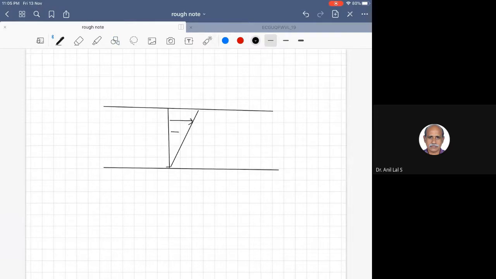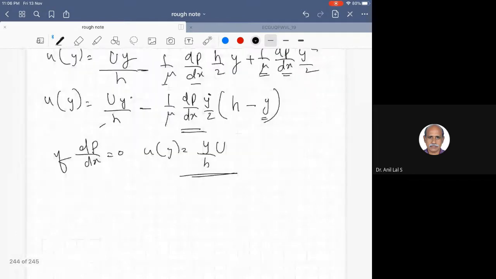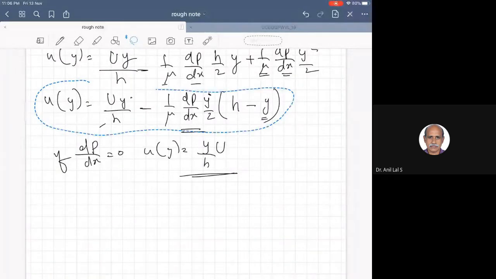So this kind of velocity distribution is u equal to capital U into y by h, like that. And there can be different velocity distributions. Depending upon the pressure gradient, the velocity distribution could vary.